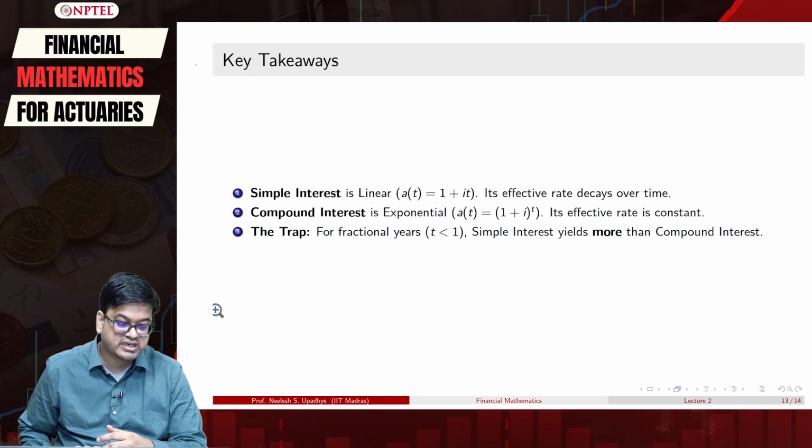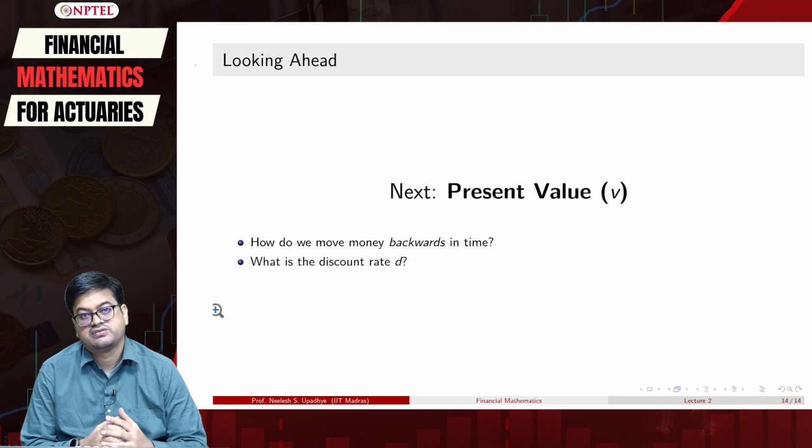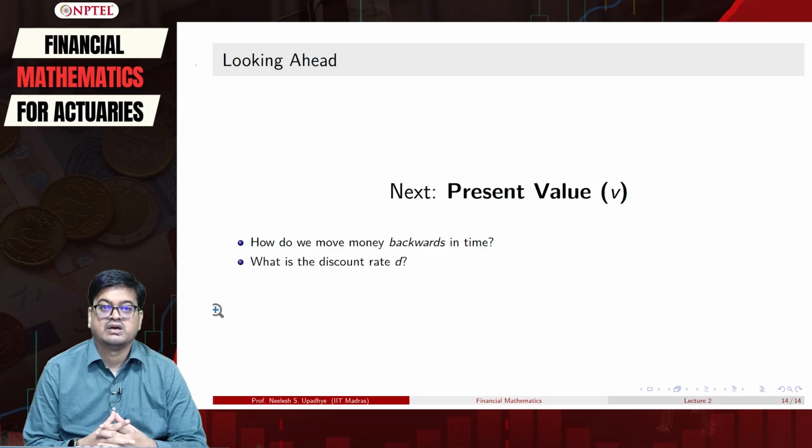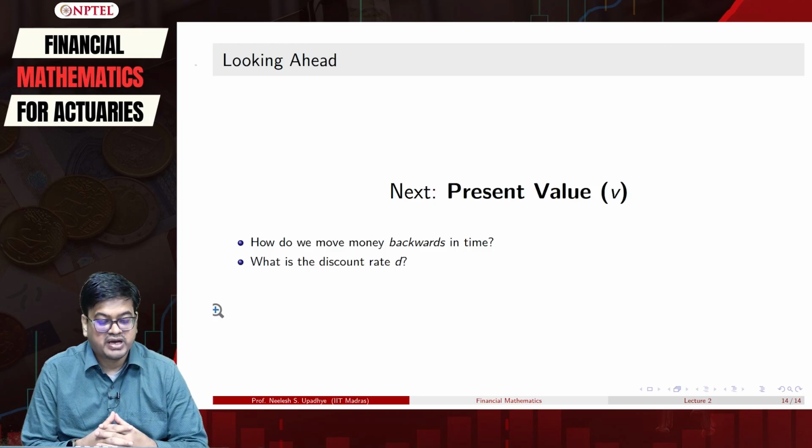So, with these takeaways, we finish today's class, and in the next class, we will try to master the dimension of time that money has shown, and that will be done by defining two new concepts. One is the present value of money, and the second one is the discount rate D.